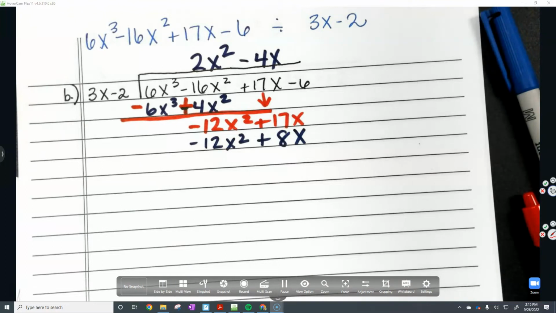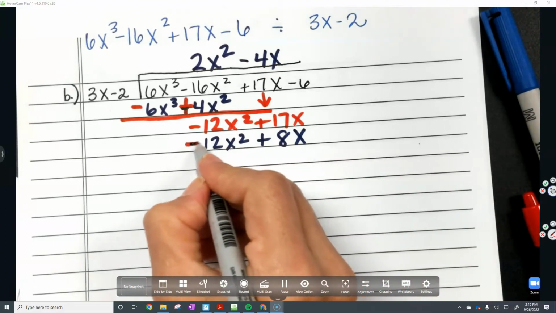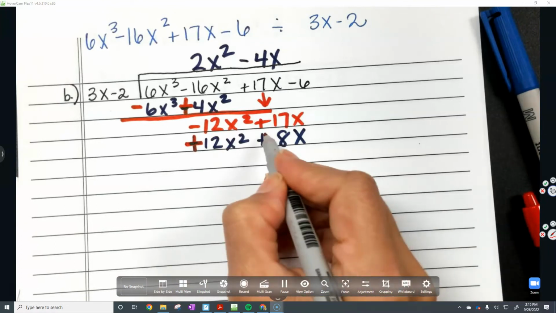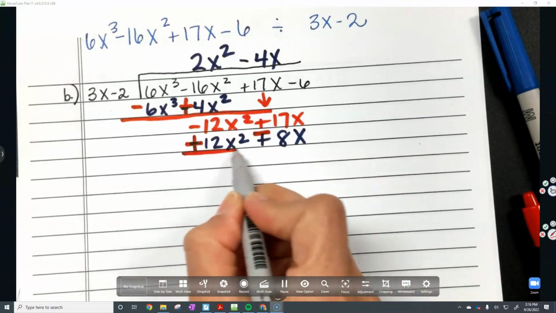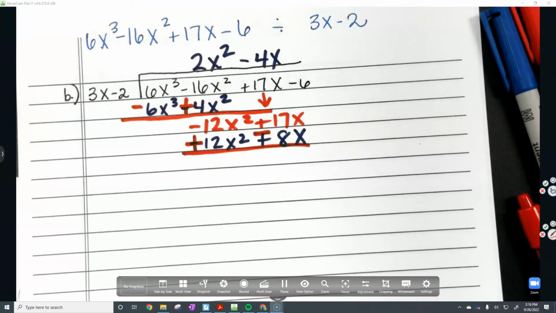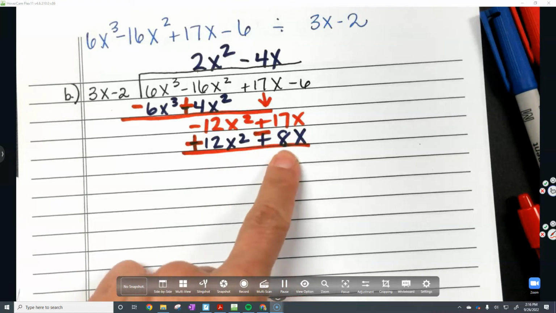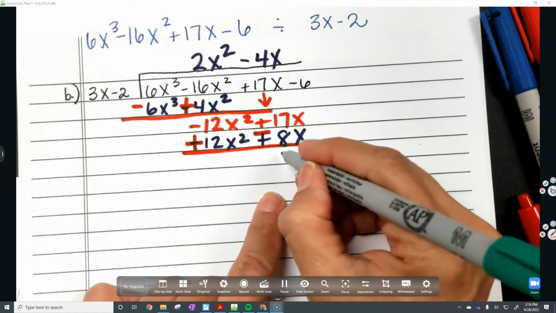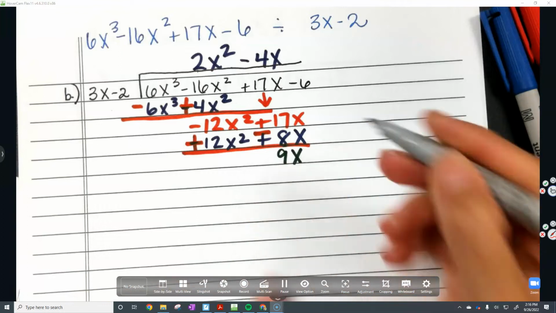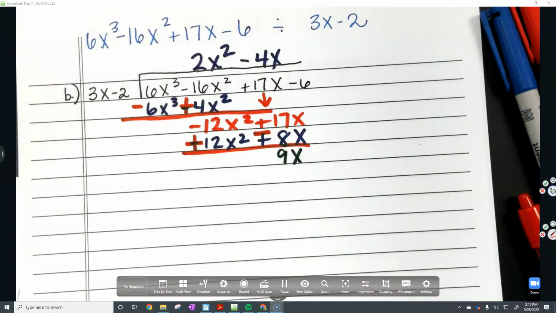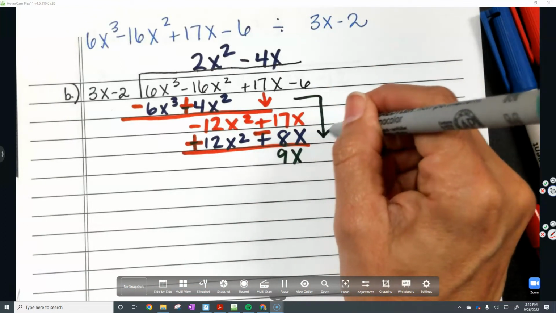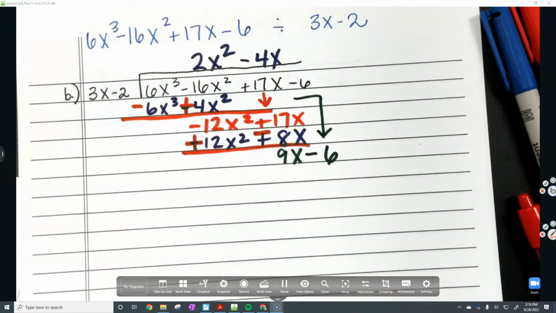Change the signs. So that's going to become positive. That 8x is going to become negative. So when we combine straight down, the quadratic terms go away, but 17 minus 8 is going to be 9. So write 9x. And then bring down this 6. Ooh, my bad. Negative 6. Write minus 6.